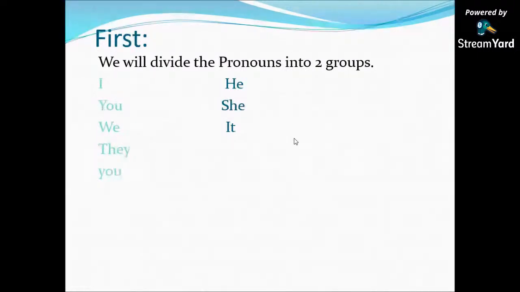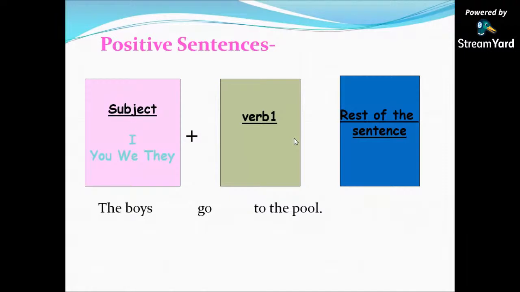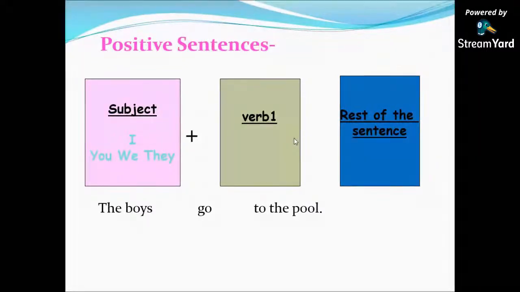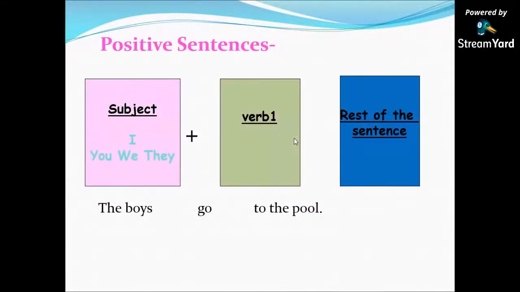Okay, here we're going to see how to arrange a positive sentence by using a plural subject. In this case, we have I, you, we, they. Then we need a subject, a verb, and the rest, or the complement, of a sentence. We already mentioned that we're going to be focused on plural pronouns. So we choose the boys. Then we have the verb go, and then we have to the pool as the rest of the sentence. The boys go to the pool.